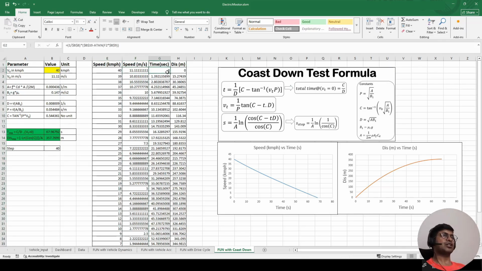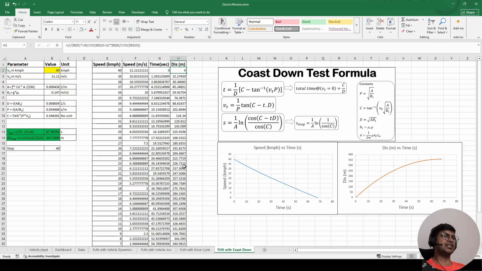Next I am calculating the time. I use this formula as a function of the speed of the vehicle. When I know the speed of the vehicle, I can use this formula to calculate the time. Of course, at the beginning the time is going to be 0 seconds, and the distance, when I know the time, I can use this formula to calculate the distance.